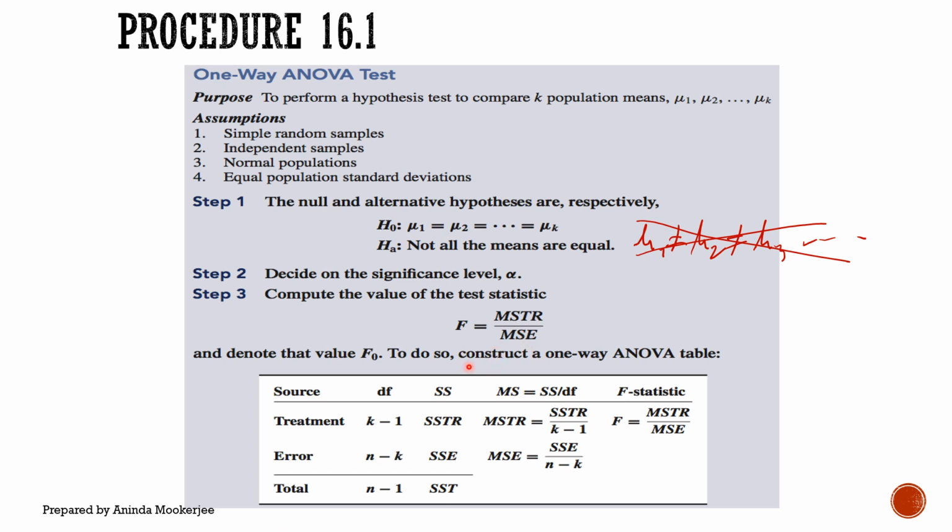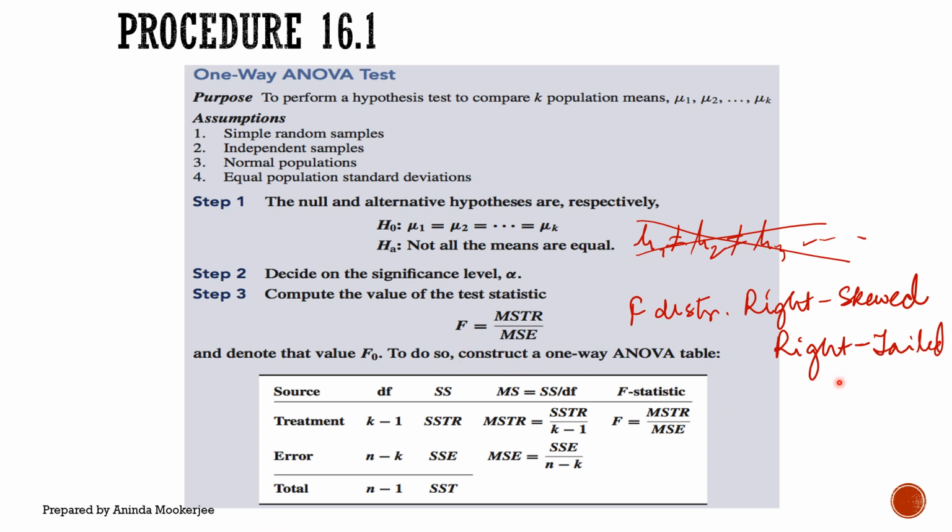Now keep in mind that the F distribution is right skewed. Right? It's a right skewed distribution. Therefore, our hypothesis test will always be a right tail test. All right. So even though the alternate hypothesis says not all the means are equal, because we are using the F curve, the F distribution, the test will be a right tail test.